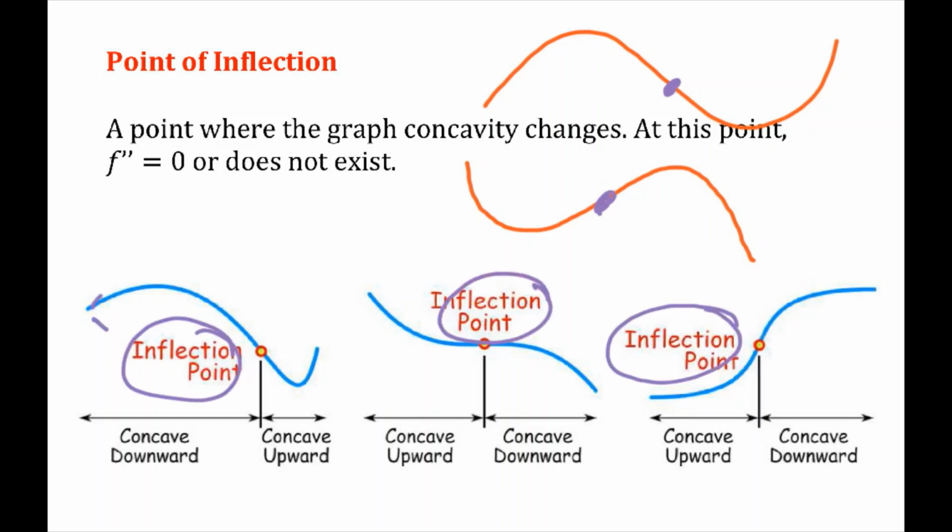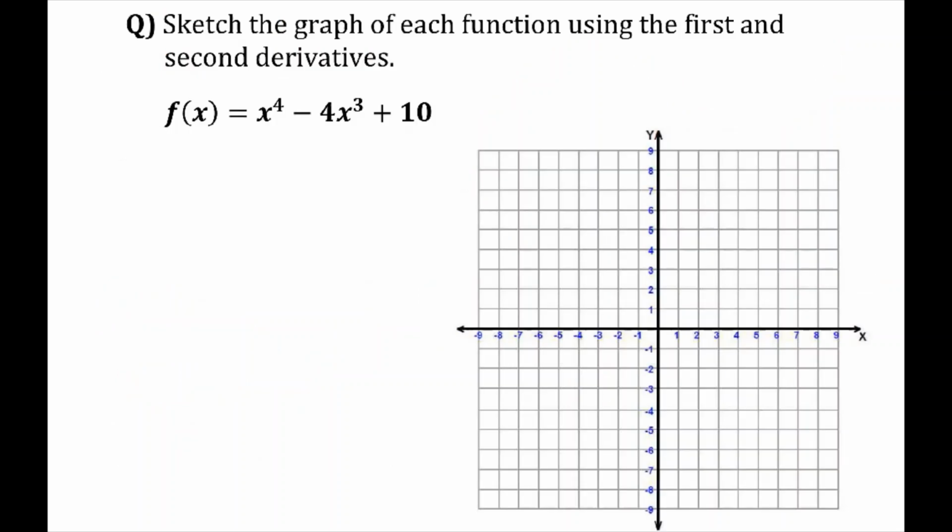So here it was concave down and then up, up and then down, up and then down. And at that point, the second derivative is going to be either zero or does not exist. Very similar to the critical point, but the critical point is related to the first derivative, whereas the inflection point is related to the second derivative. So now we are going to sketch the function by using the derivative.